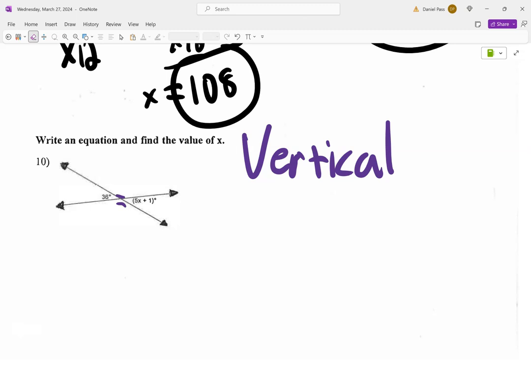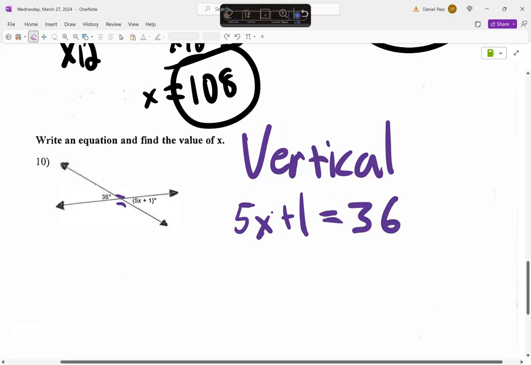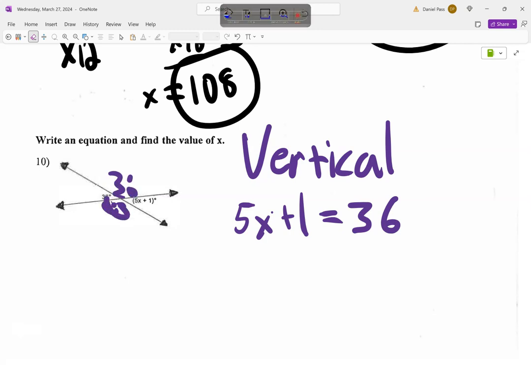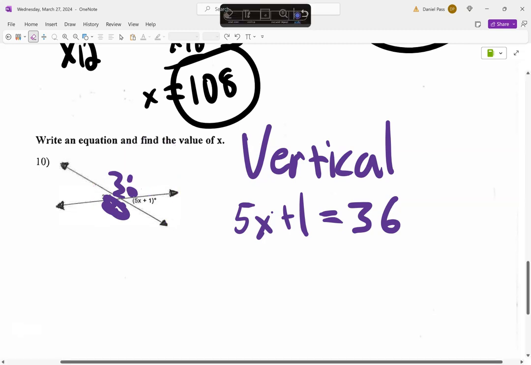So give us the equation. It's 5x plus 1 equals 36. Right. So if these were next to each other, if this 36 was over here, then what would you have to do, everybody? You'd have to add them to equal 180. Okay, now you have to know that for the test. You can't just know exactly what's on this review here.